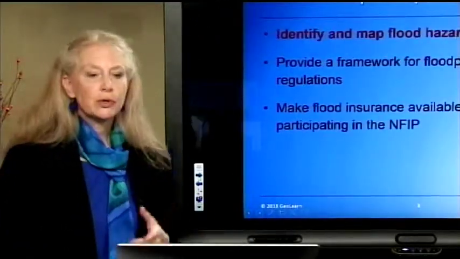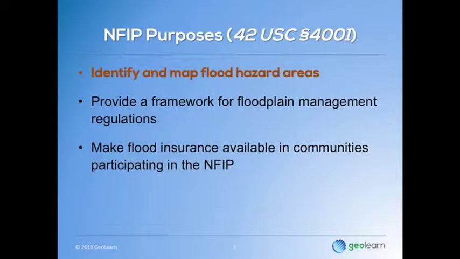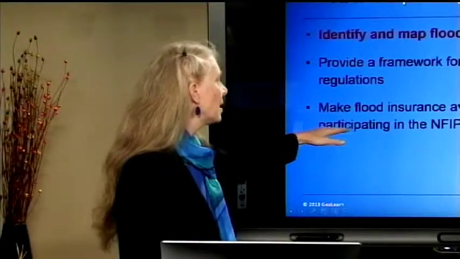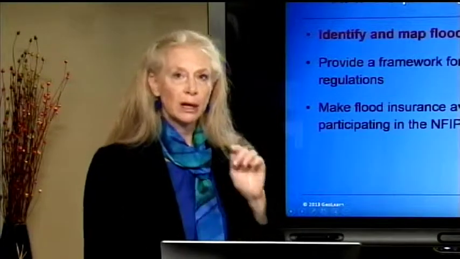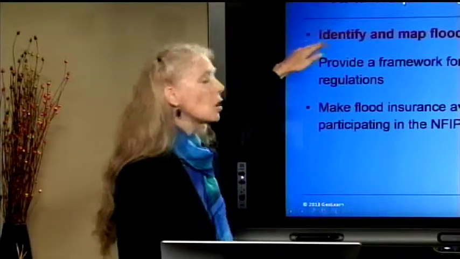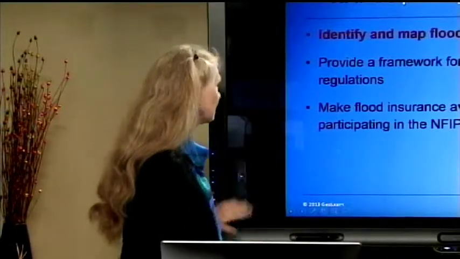In order to be able to promote sound floodplain management, we need to have a way to identify where those risks are. And that's one of the three prongs to the National Flood Insurance Program, identifying and mapping those risks. Related to that, we have the regulations as a framework based upon what the identified risks are, and then making sure that insurance is available in those communities that comply with those regulations associated with the mapped and identified floodplains.